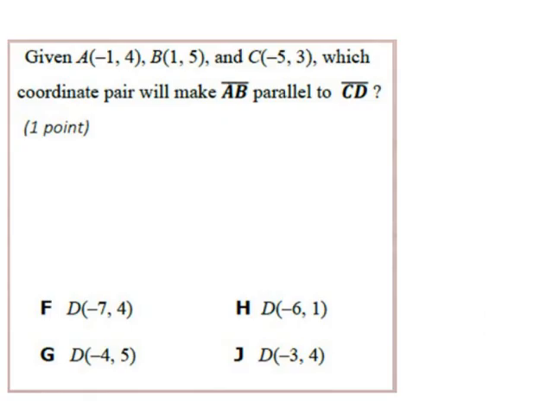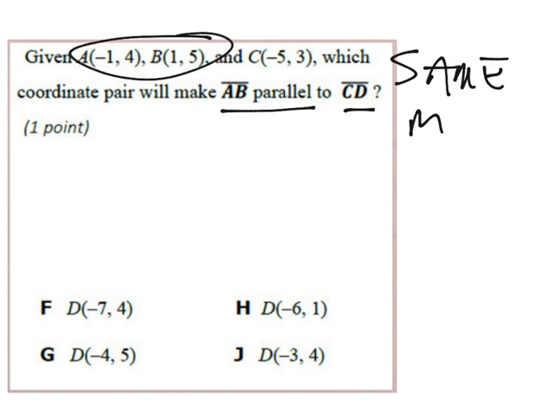Alrighty. So we actually may have done this one in class, but just in case, we're given A and B and C. Which coordinate pair will make AB parallel to CD? Okay, so that means they have to have the same slope. And of course, m means slope.